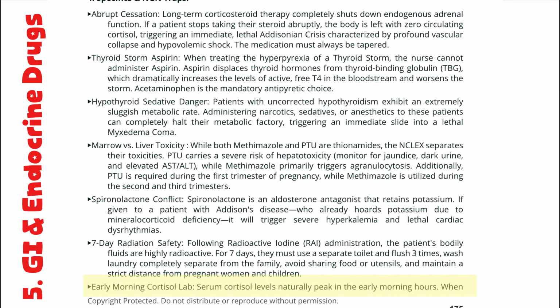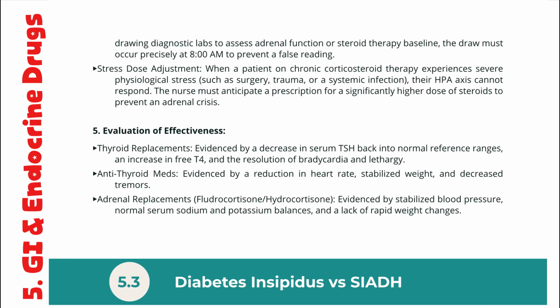to match the body's natural peak. And any patient on chronic steroids needs a stress dose before surgery or a serious illness, or they risk a full adrenal crisis. For evaluation, normalized TSH and free T4 confirm replacement therapy is working. A stable heart rate and weight confirm anti-thyroid therapy is working. And stable blood pressure, sodium, and potassium confirm adrenal replacement is on target.